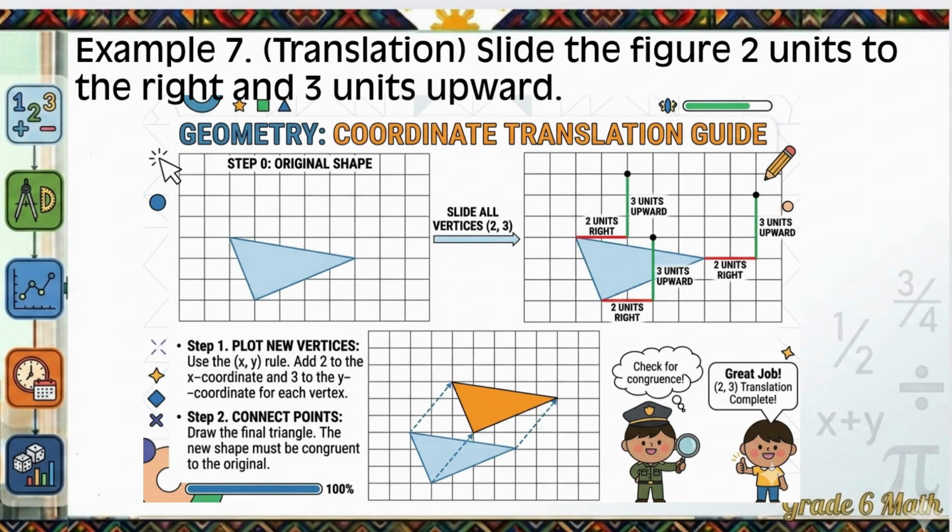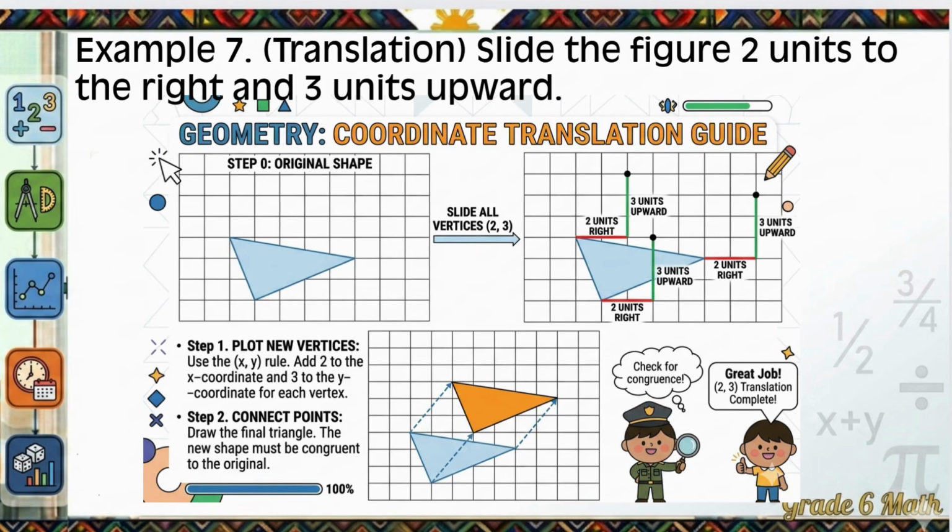We are moving into some pro-level math today. We aren't just sliding shapes anymore. We are using a coordinate translation guide to move them exactly where we want them. Think of this like giving a robot specific GPS coordinates to move a piece of furniture. You have to be very precise.